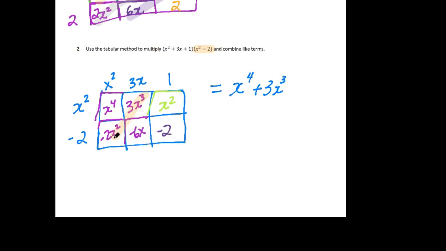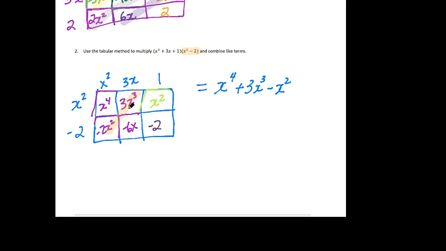Now notice how there's an x squared term here and an x squared term here. Negative 2x squared plus x squared is negative x squared. Notice how there's an x term here, no other x term, so that's just going to be minus 6x, and then minus 2. That is the product of those two polynomials.